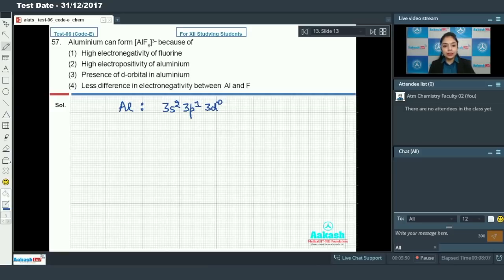Fine. So in this case, it is forming AlF6 negative, which means it is forming 6 sigma bonds with fluorine. So it means it is expanding its covalency. When it is expanding its covalency, it is using the 3d orbitals. So due to the presence of 3d orbitals in aluminium, it can expand its octet and expand its covalency. So option number 3 will be the correct answer.